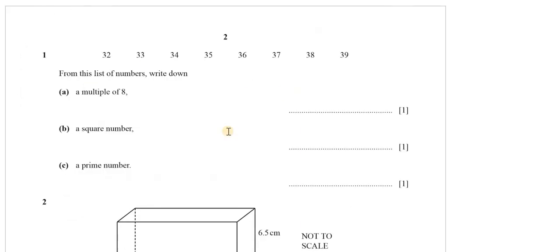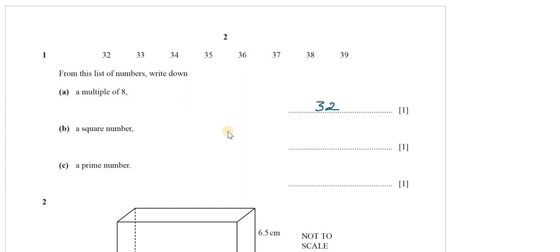Okay then. Now the first question here, you can see the list of numbers. From this list of numbers, you are asked to write a multiple of 8, a square number and a prime number. First of all we look for a multiple of 8. We can see here 32. Yes, 32 is a multiple of 8. So that is the answer to this question. So I can write here 32.